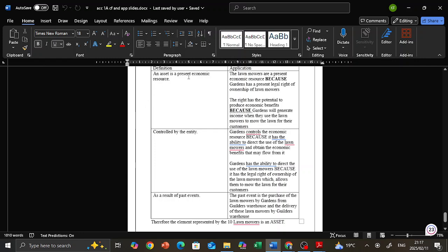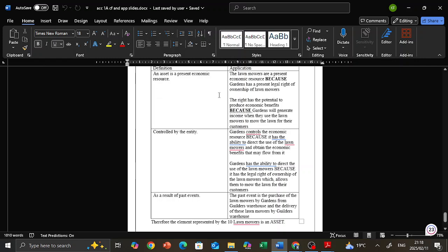Point 1. You're going to have to expand on that statement. Controlled by the entity. Point 2. Once again, expand. Lastly, as a result of past events, with expansion. Okay, your conclusion basically. Expand, right? And I emphasize that your best friend in this case is the word because, right? For those who are going to class tomorrow, you will be told. For those who went on Monday, you were told.